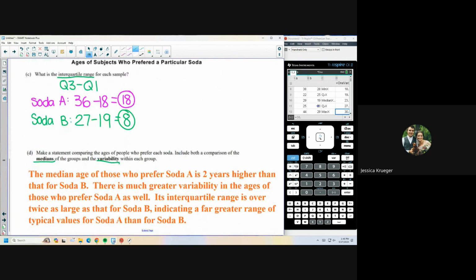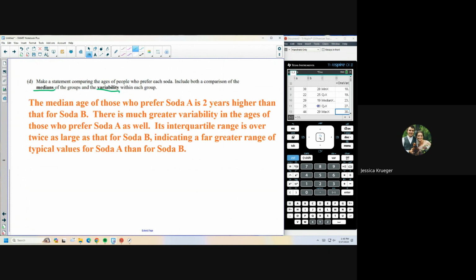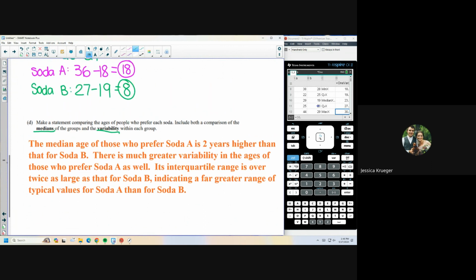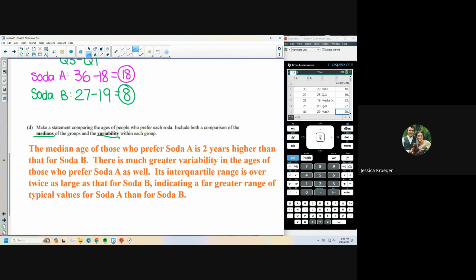So here's what I wrote. I said the median age of those who prefer soda A is 2 years higher than that for soda B. There is much greater variability in the ages of those who prefer soda A as well. Its interquartile range, which is 18, is over twice as large as that for soda B. And this tells me there's a greater range of typical values. Again, interquartile range describes typical values for soda A than for soda B.